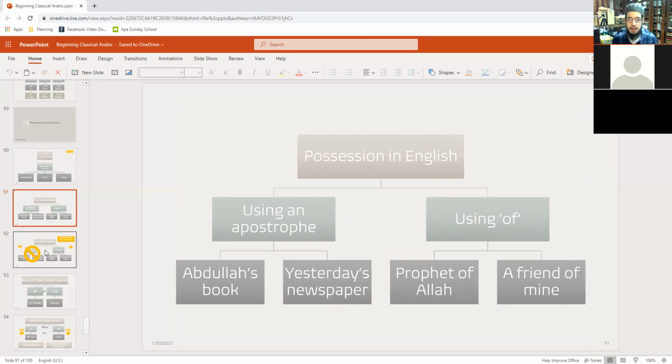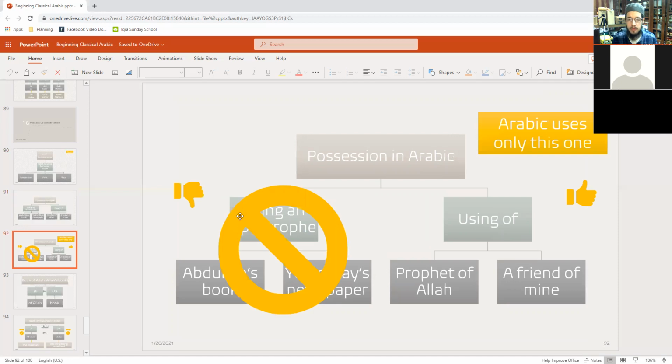So in Arabic, we have no equivalent to apostrophe S. It doesn't exist. So we have to lean on the second way. And thankfully, alhamdulillah, this translates pretty much one-to-one from Arabic to English and from English to Arabic. So we're going to keep the same order in Arabic as the order that we use in English here.